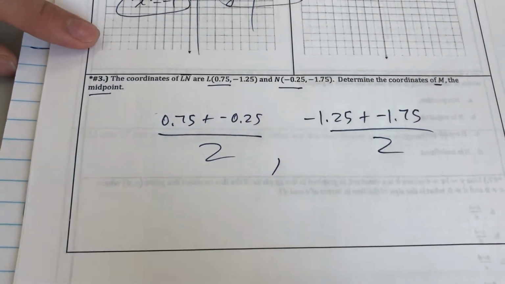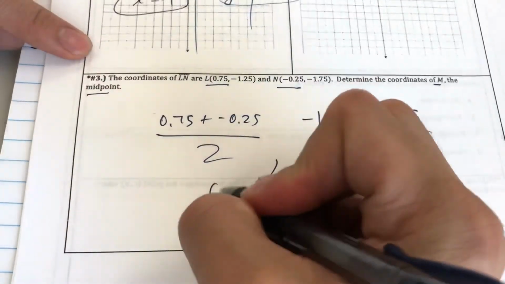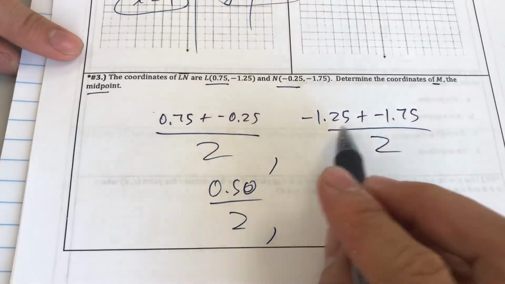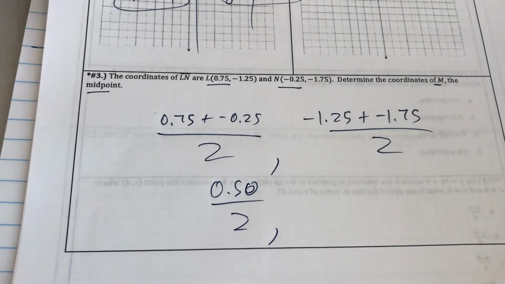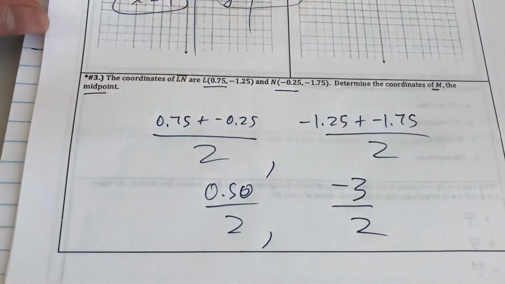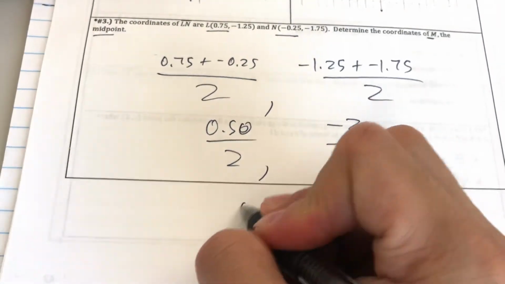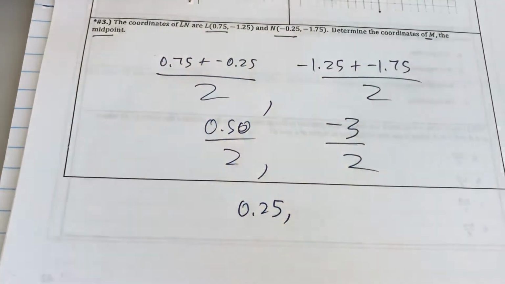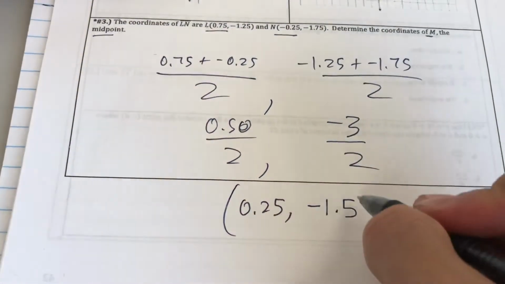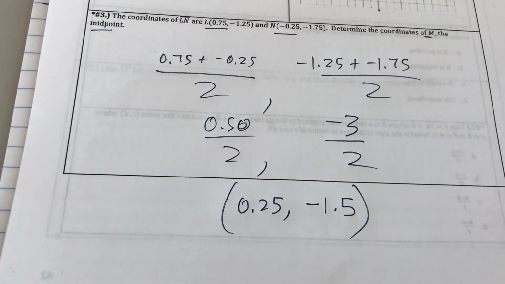So let's take a look at this. This plus this is going to give you 50 cents, or 0.50, and I'm going to write it like this, 0.50 over 2. And then -1.25 plus -1.75 is going to give me -3, right? And then I'm going to divide it by 2. From here, 50 cents divided by 2 is going to give me 25 cents, or 0.25. And then -3 divided by 2 is going to give you -1.5. And so this is it. This is the coordinate, okay? It's very straightforward. If you know the fundamental concept, you're good to go, okay?